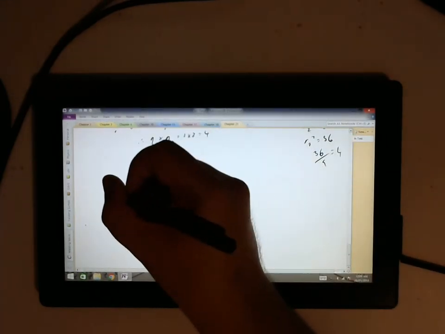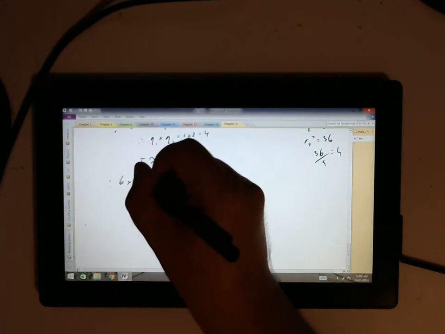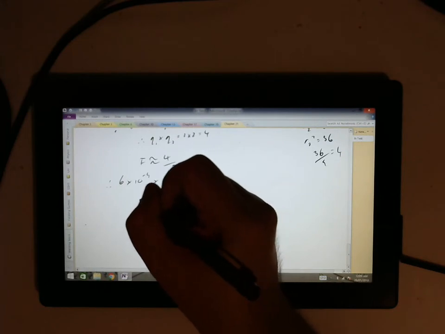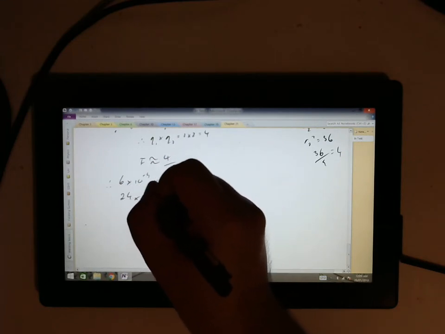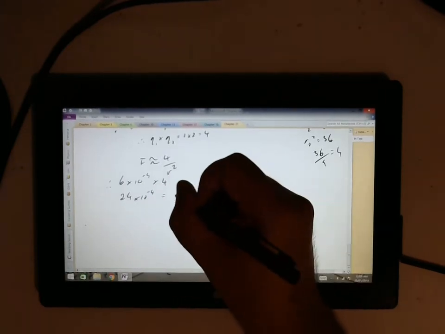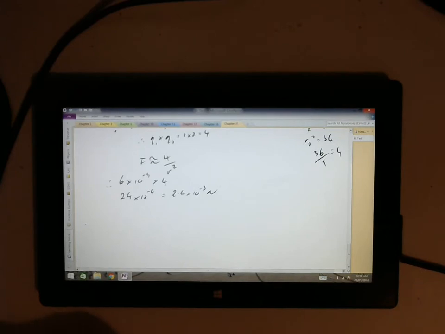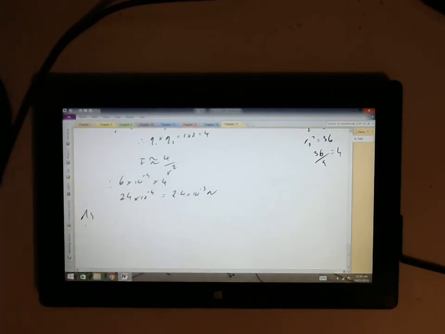So it's going to equal, what was our number? 6 times 10 to the negative 4 times 4 this time. So instead of dividing by 4, we're multiplying by 4. We're going to end up with 24 times 10 to the negative 4, sorry, equals 2.4 times 10 to the negative 3 newtons. Remember, always convert back to scientific notation. Okay, let's have a look at D.